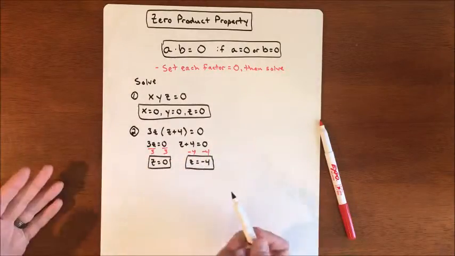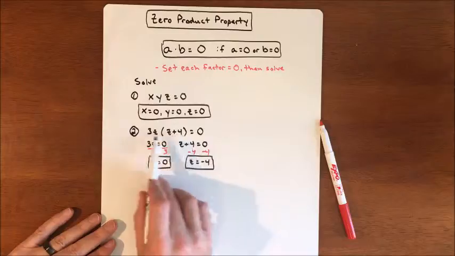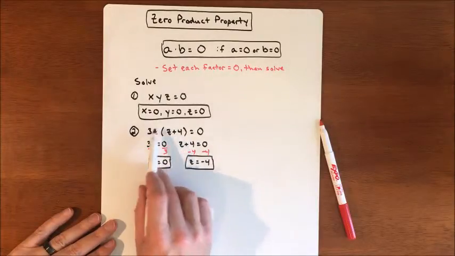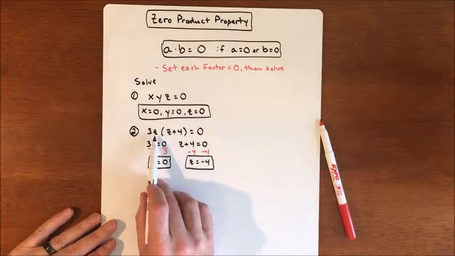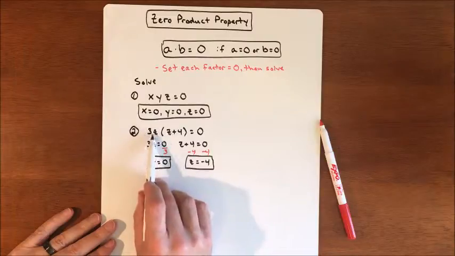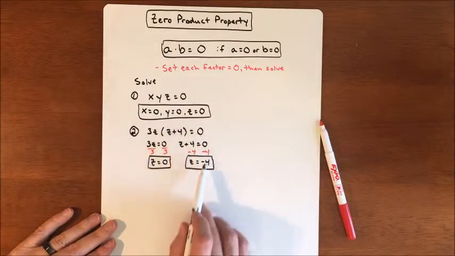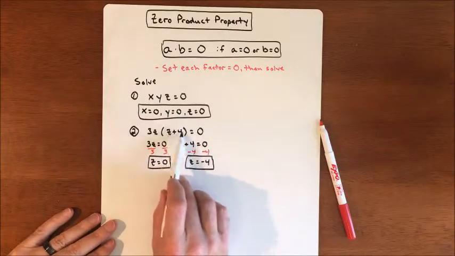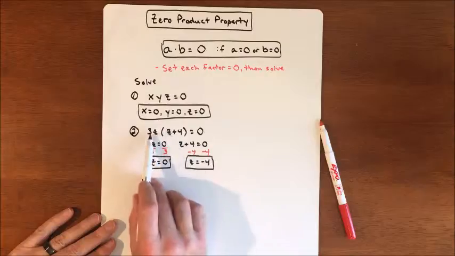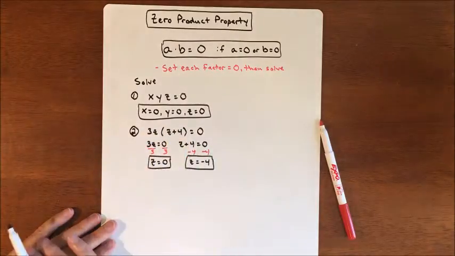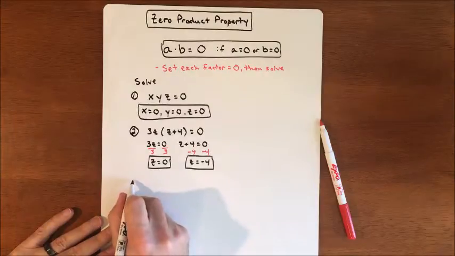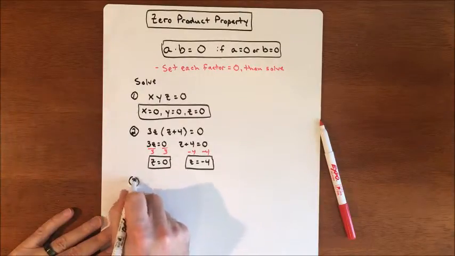Okay, and to make sure that it works, we could take these values and plug them in and see if it multiplies to 0. If you plug in 0 for this, 3 times 0 is 0. It doesn't matter what the 0 does to this parenthesis because 0 times whatever is going to equal 0. If you plug in negative 4, it's going to make this factor 0. This factor is going to be negative 12, but negative 12 times 0 is still going to equal 0. All right, so let's see another one.